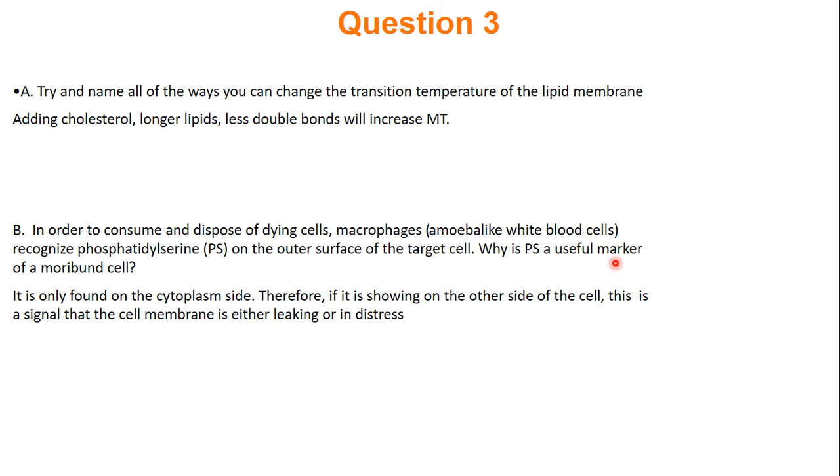So why is this a useful marker for a cell that's dying? Because if it's only found on the cytoplasmic side, if you ever see phosphatidylserine on the outside of a membrane, that means something really bad has happened to that cell. It's under great distress, or it's already dying and this membrane is breaking apart. So that's why it's a signal to the macrophages to come and destroy that cell.